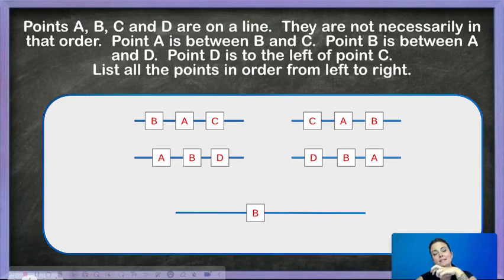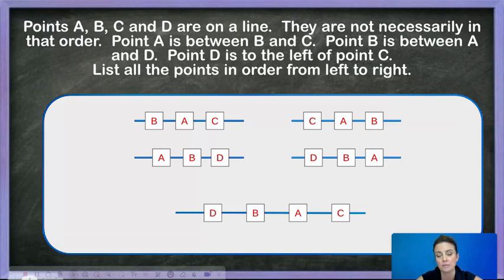All right, and so I know that A has to be in between B and C, and I know that B needs to be between D and A, right? So if A's here and D has to be on the other side of B, I'm going to put D there. But now I know that D is to the left of point C. That doesn't mean immediately right next to it, but to the left of it. And we know that A needs to be in the middle of B and C, and so C must go there. Did you get it?